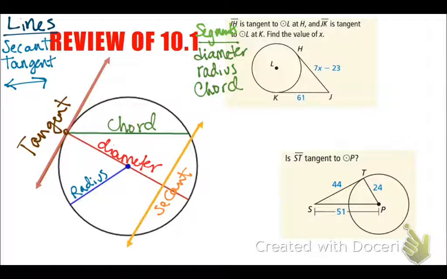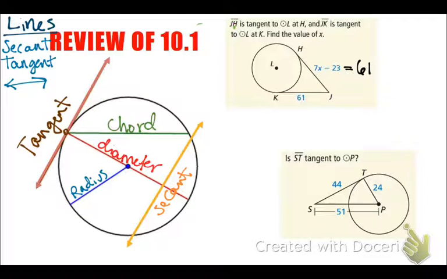We learned about a problem that looked like this. It says JH is tangent to circle L at H, and JK is tangent to circle L at K. Find the value of X. Yes, when two external tangents come together at one point, they are congruent to each other. We're not going to finish the problem, just going to show you how to set it up. You would set them equal and then solve for X.